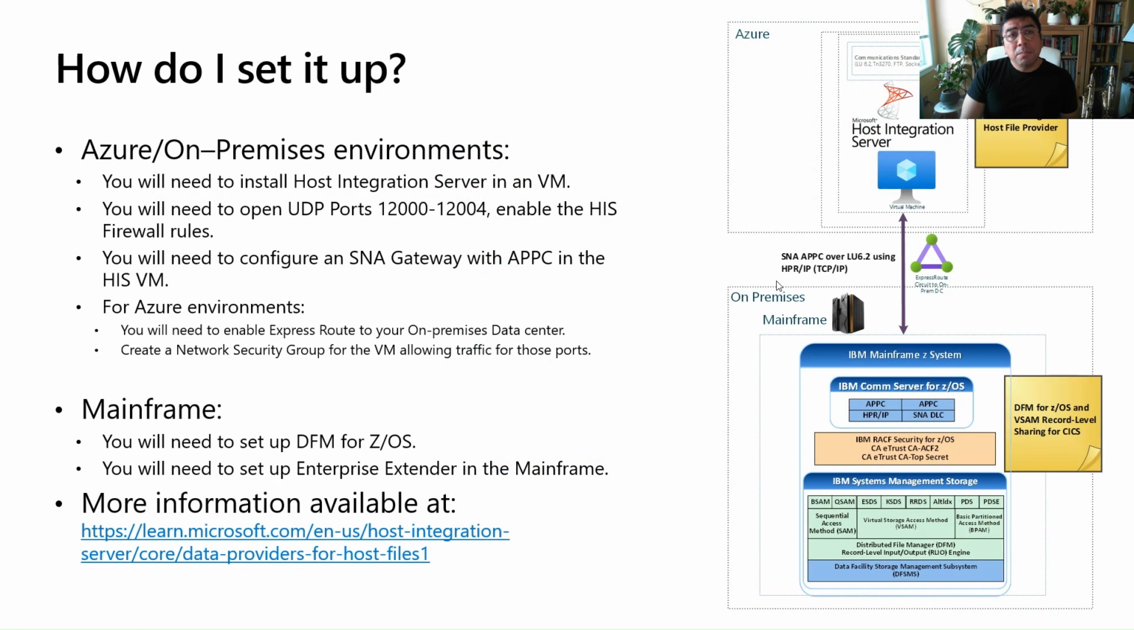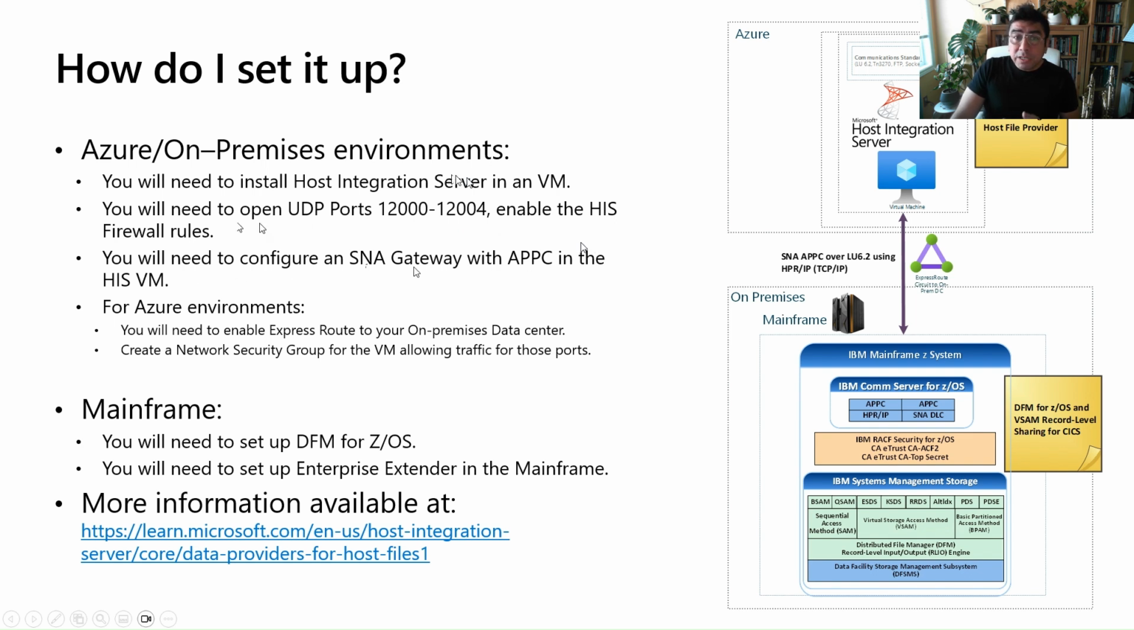So how do I set it up if I want to use it? For Azure and on-premises environments, you will need to install host integration server in a virtual machine. You will need to open the UDP ports 12,000 through 12,004 to enable the HIS firewall rules as well.